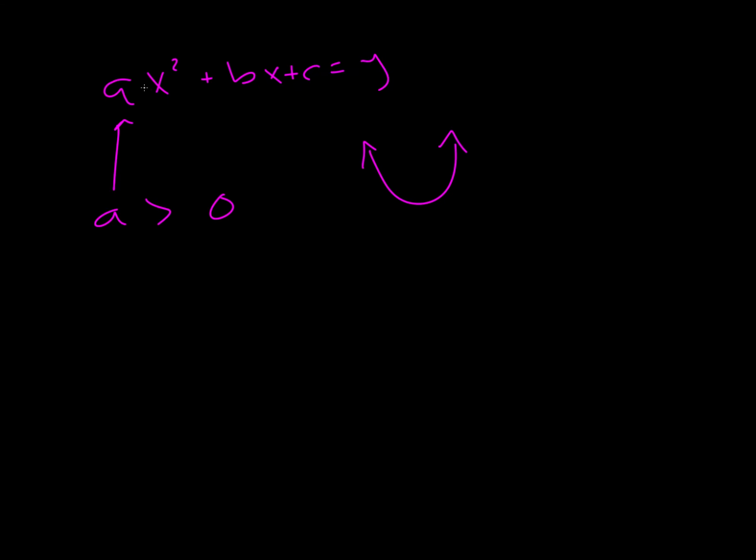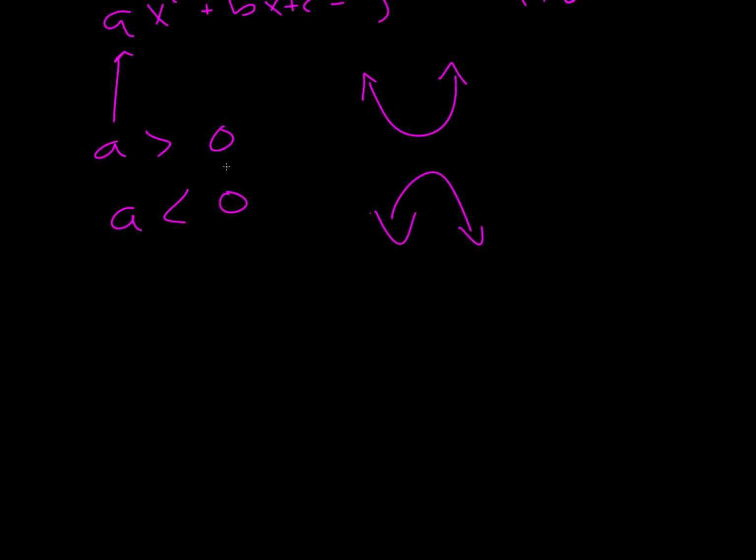So if we have a positive value out in front of x squared, and if we have a negative value, it's going to go upside down. Obviously a cannot equal 0, because if that happened, this piece would go away, and then it would just be a line. It would be a linear function. So let's move on to some examples.